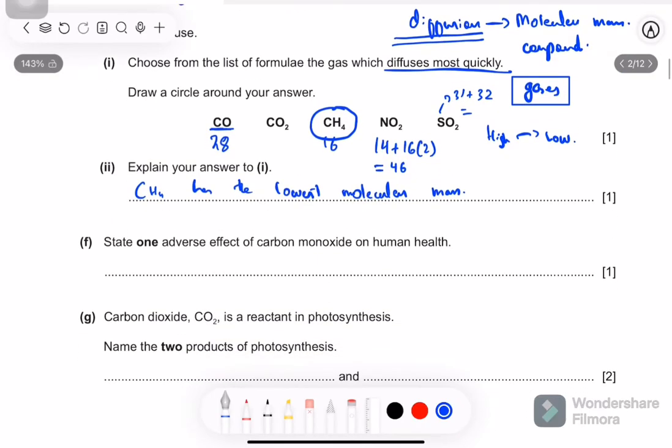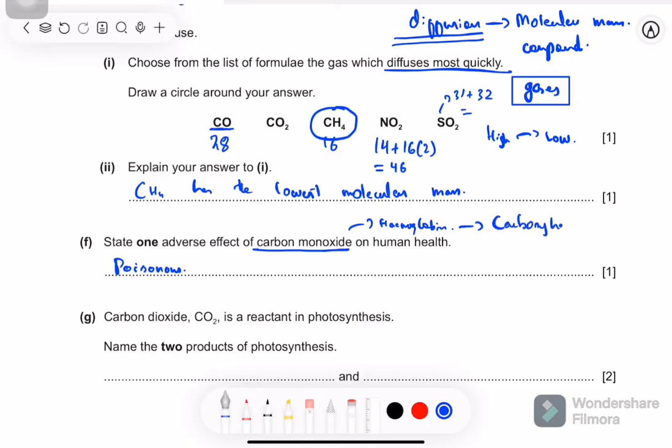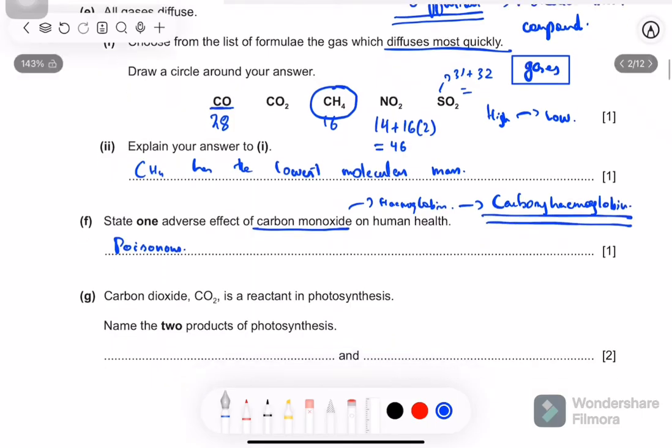Now, one adverse effect of carbon monoxide on human health. Carbon monoxide is poisonous for humans. Poisonous, or you can write toxic. The carbon monoxide reacts with hemoglobin in the blood to form carboxyhemoglobin. So oxygen can no longer combine and leads to death.